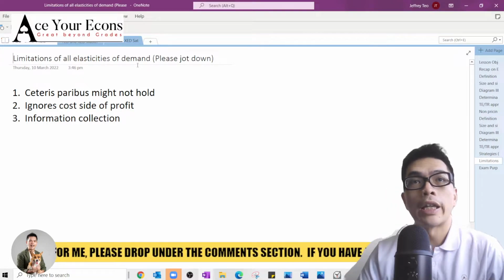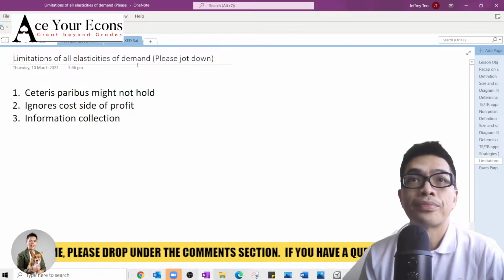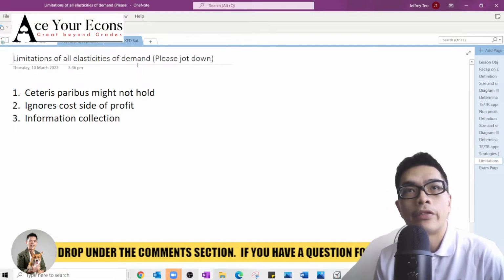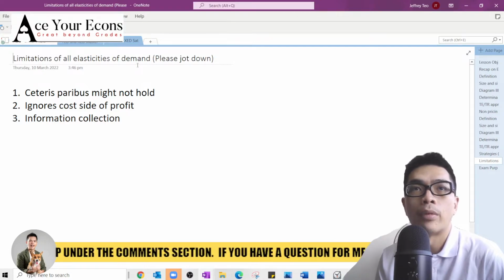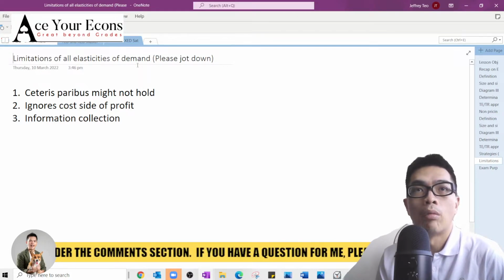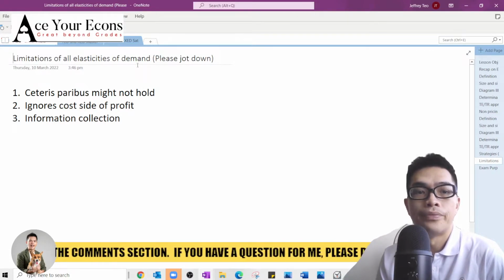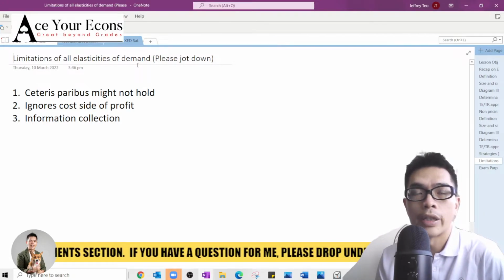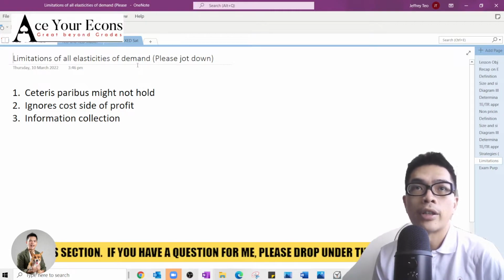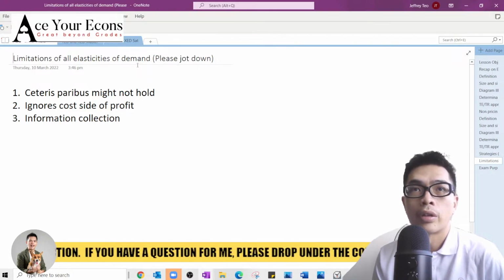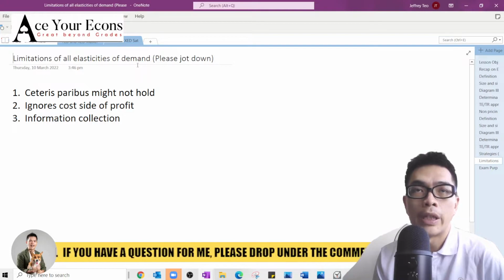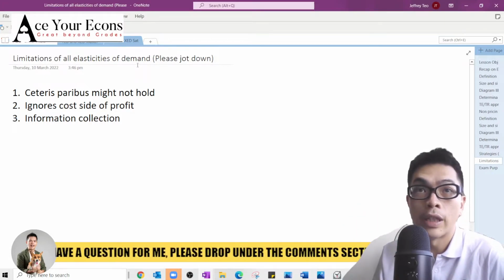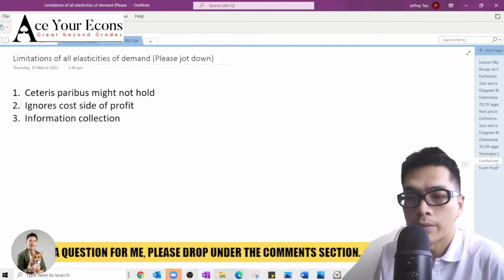Information collection is also an issue. Especially for YED, we need sensitive info about household income in order to determine the value of the YED of a good. Sometimes people will not be forthcoming. They will not tell you their household income. So information collection may be an issue when you construct your PED, YED, or XED. These are some of the limitations that you often use in essays, so pay attention to that.